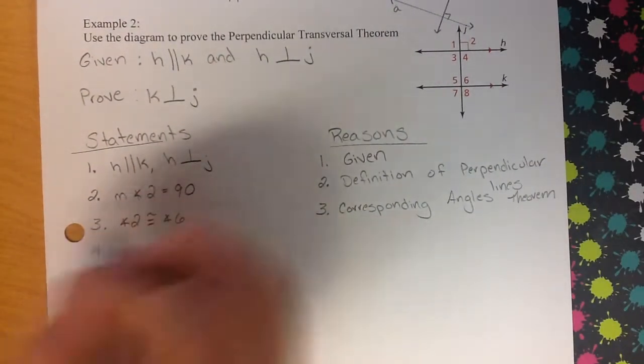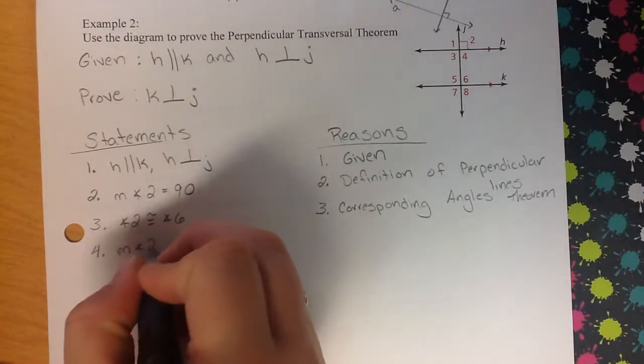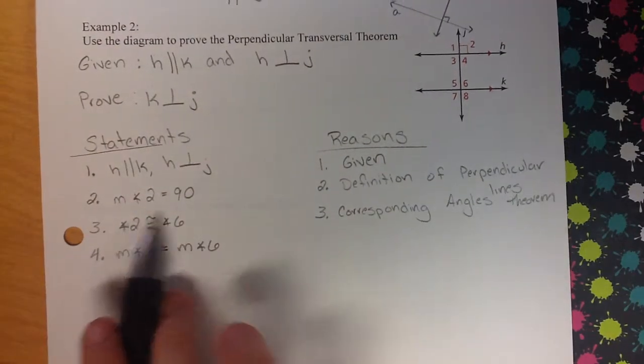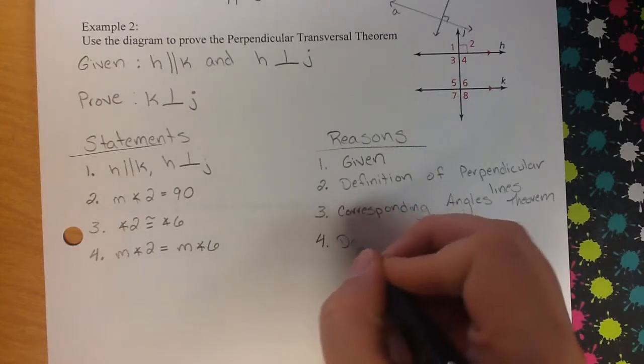Okay, so if angle 2 is congruent to angle 6, I know their measures are equal. The measure of angle 2 equals the measure of angle 6, because if I know congruence, then I know their measures are equal. So that would be what? Definition of congruence?